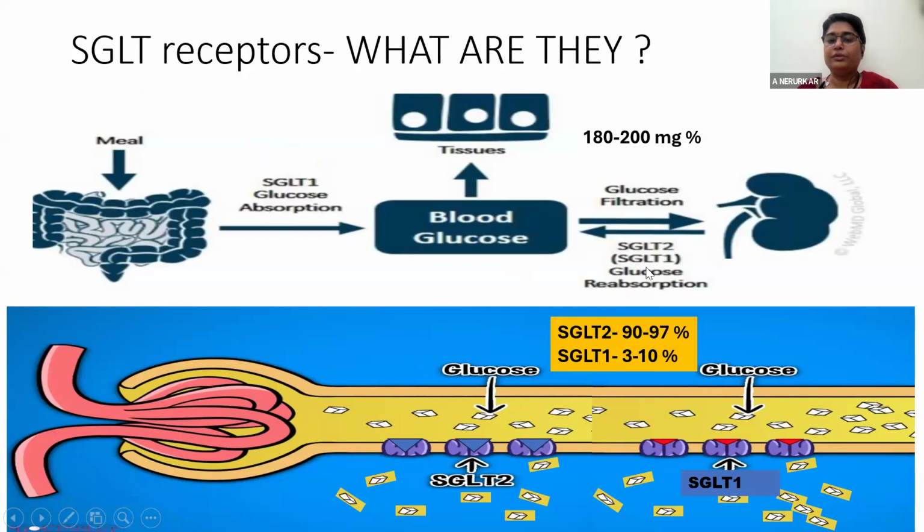While SGLT2 is present in segments 1 and 2 of the kidney. Together with SGLT1, they reabsorb all of the glucose that has been filtered by the kidney. We all know that the normal threshold is 180 to 200 milligram per deciliter. When this threshold is reached and glucose is excreted into the urine, it is SGLT2 and SGLT1 which reabsorb this glucose and prevent caloric deficit. Of this, SGLT2 takes up 90 to 97% of the glucose that has been filtered, while SGLT1 takes up 3 to 10%.